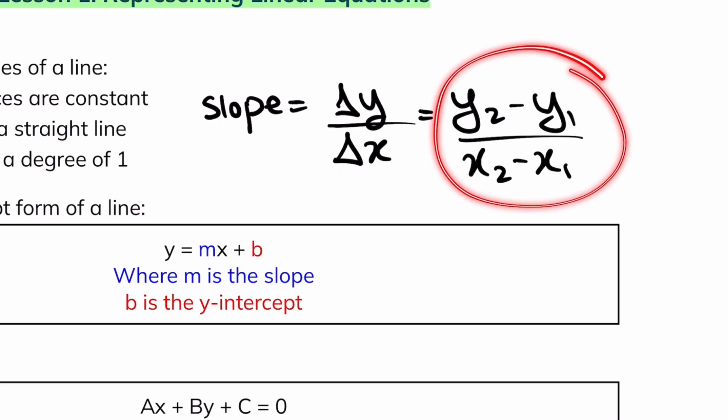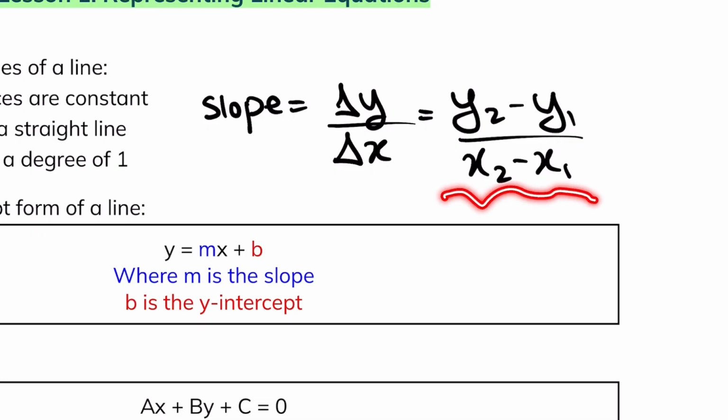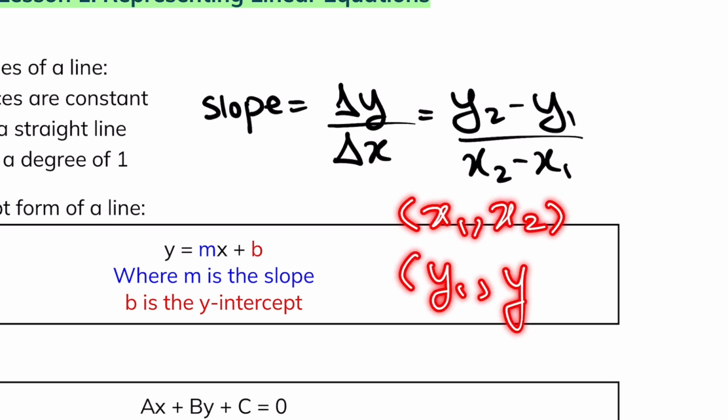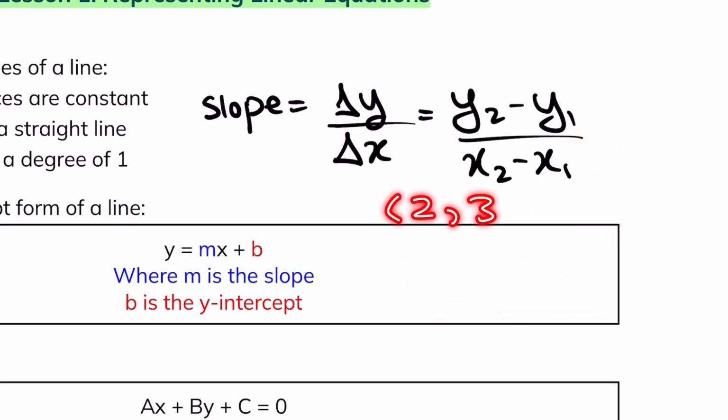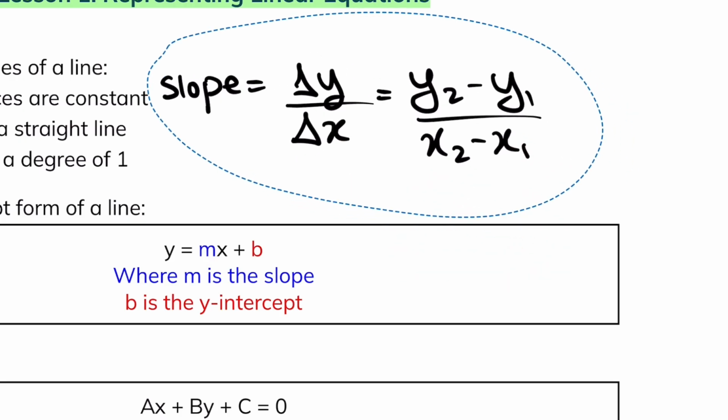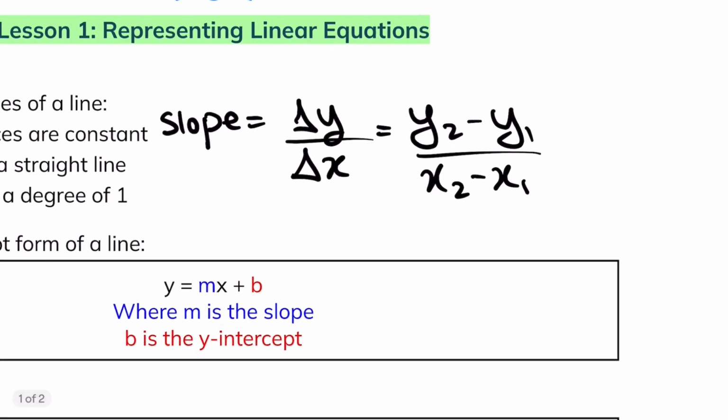You would have come across this formula if you were asked to find the slope given 2 points. So if I had given you 2 points and I said, find me the slope, you would use this formula. For example, if I gave you (2, 3) and (0, 4), you would use this formula to find the slope. We're not going to use this formula that much in this unit, but you should know it.